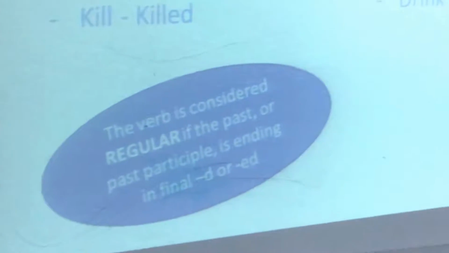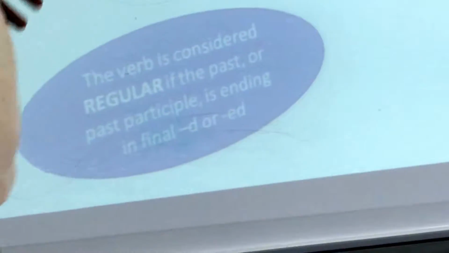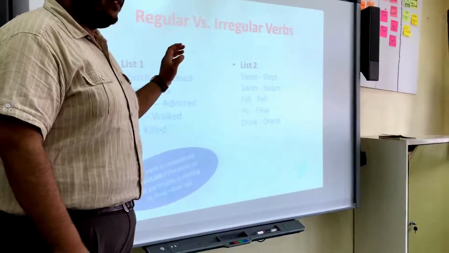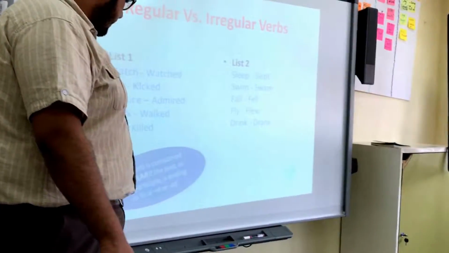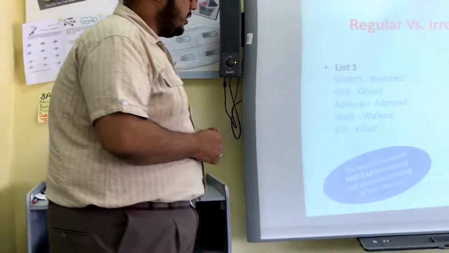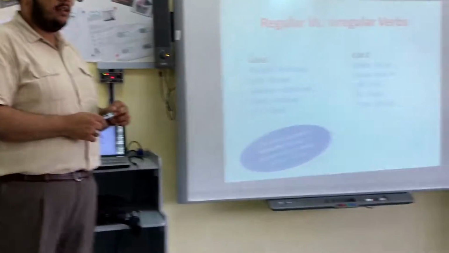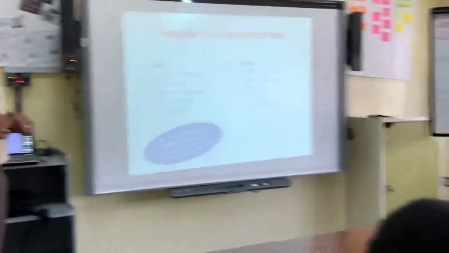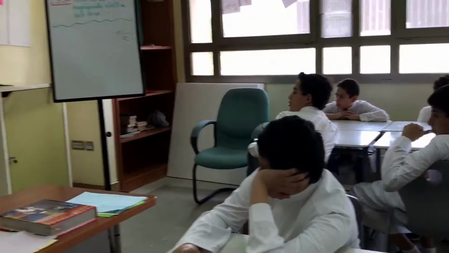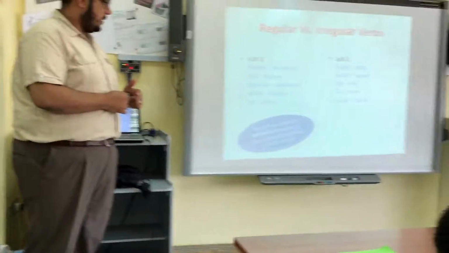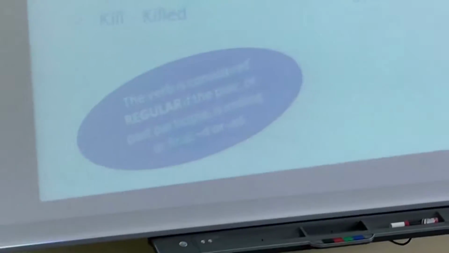And to wrap up, to be able to identify what a regular verb is, a verb is considered regular if its past or past participle form is ending in final D or ED. If not, it's an irregular verb.